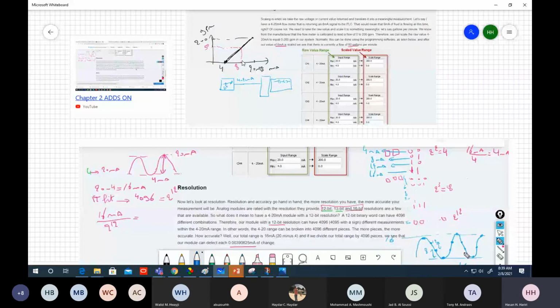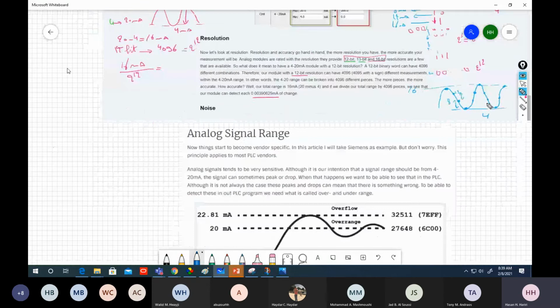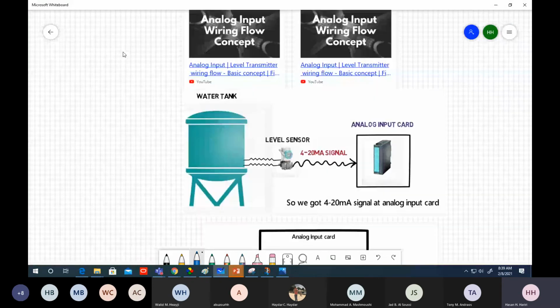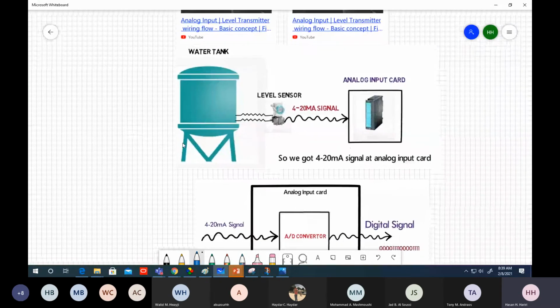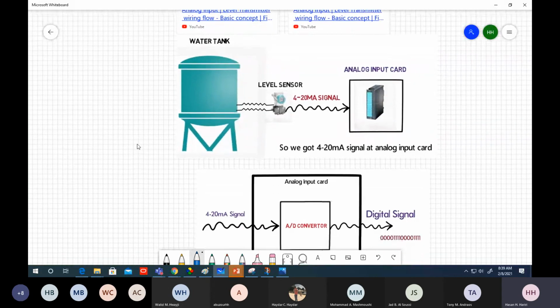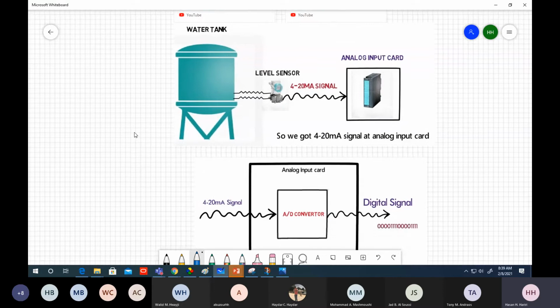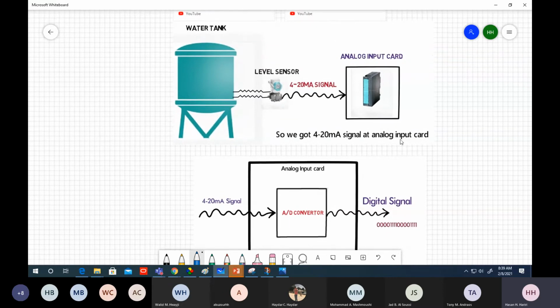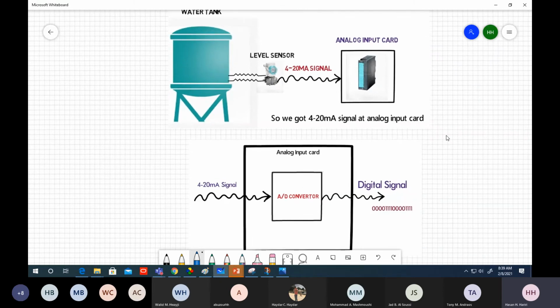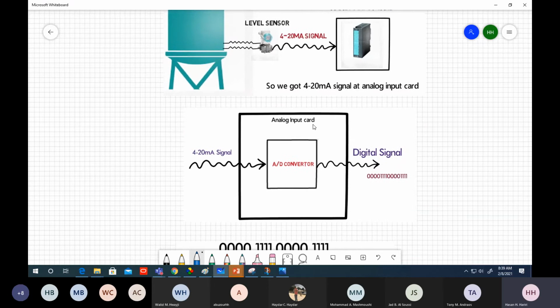So it depends on how much current you have. You can conclude how many gallon per meter you have, or in this simpler problem, you can understand how many liters you have in your tank. So you get a 4 to 20 milliampere signal at the analog input card. Here you have an analog input card in your PLC, the analog input interface. So what will happen later in this analog input card?